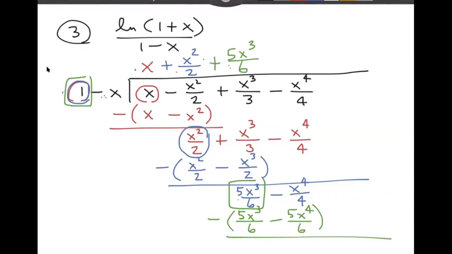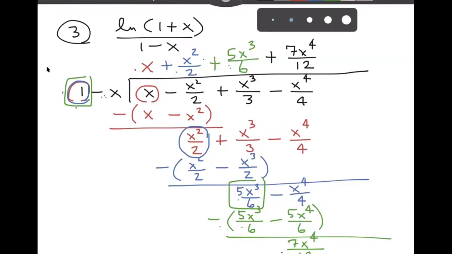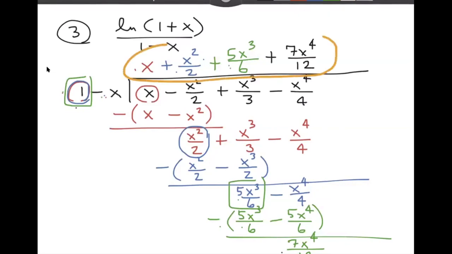Okay, so now 5x cubed over 6 minus 5x cubed over 6 cancels. Negative x to the fourth over 4 plus 5x to the fourth over 6. We're doing negative 1/4 plus 5/6, which is 7/12. So that'll be 7x to the fourth over 12. And actually I don't have to worry about running out of room because we are basically done. How many times does 1 go into 7x to the fourth over 12? The answer is 7x to the fourth over 12. And I can stop right there because we have 4 non-zero terms. So the first 4 non-zero terms of the Maclaurin series for this function are x plus x squared over 2 plus 5x to the third over 6 plus 7x to the fourth over 12.